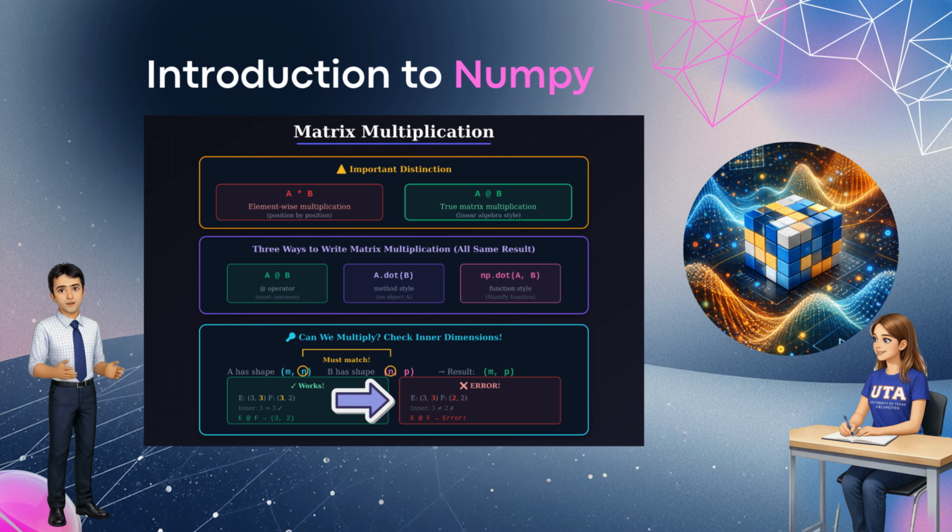Now say matrix E has shape 3 by 3. Matrix F has shape 2 by 2. Can we do E at symbol F? Check the inner dimensions. E has 3 columns, F has 2 rows. 3 does not equal 2. This gives an error. We cannot multiply these matrices.